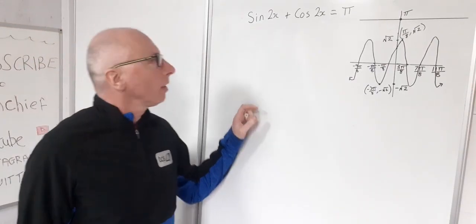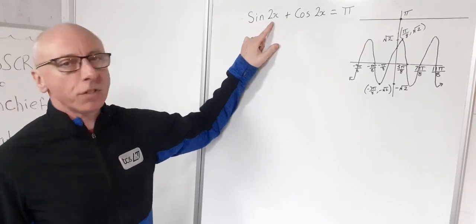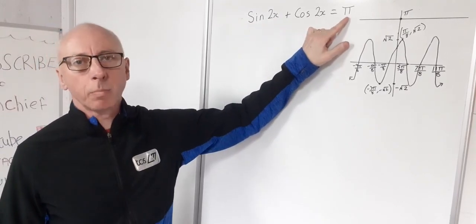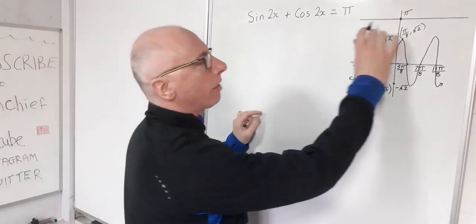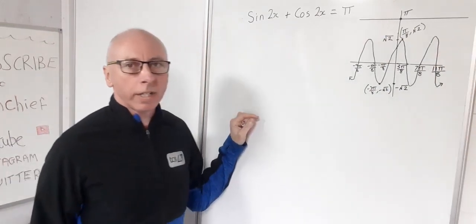So we've got a question here. What we want to do is solve for x. Sine of 2x plus cosine 2x equals pi. Now I've got the line here on the graph, which is y equals pi.